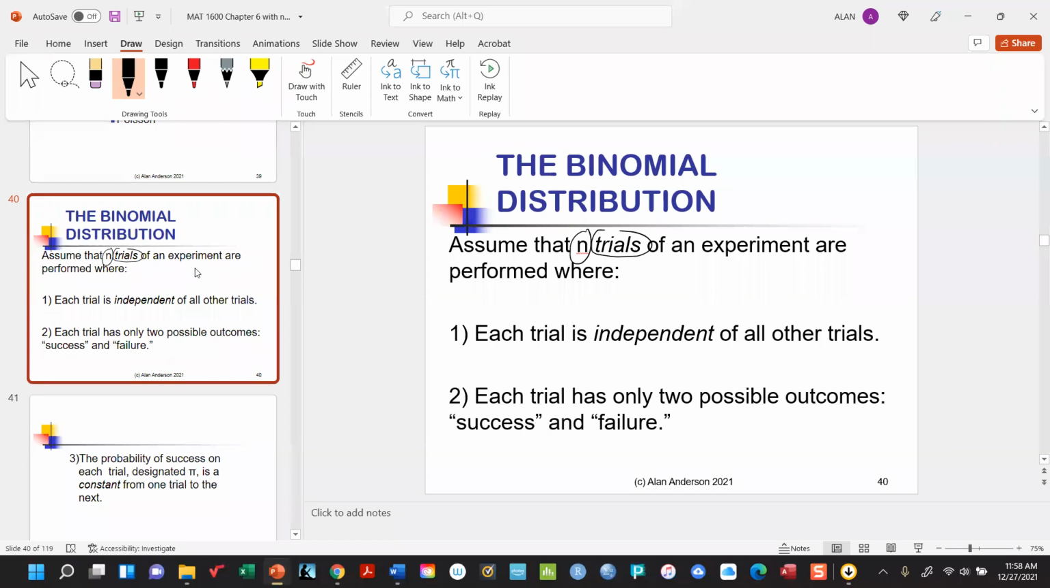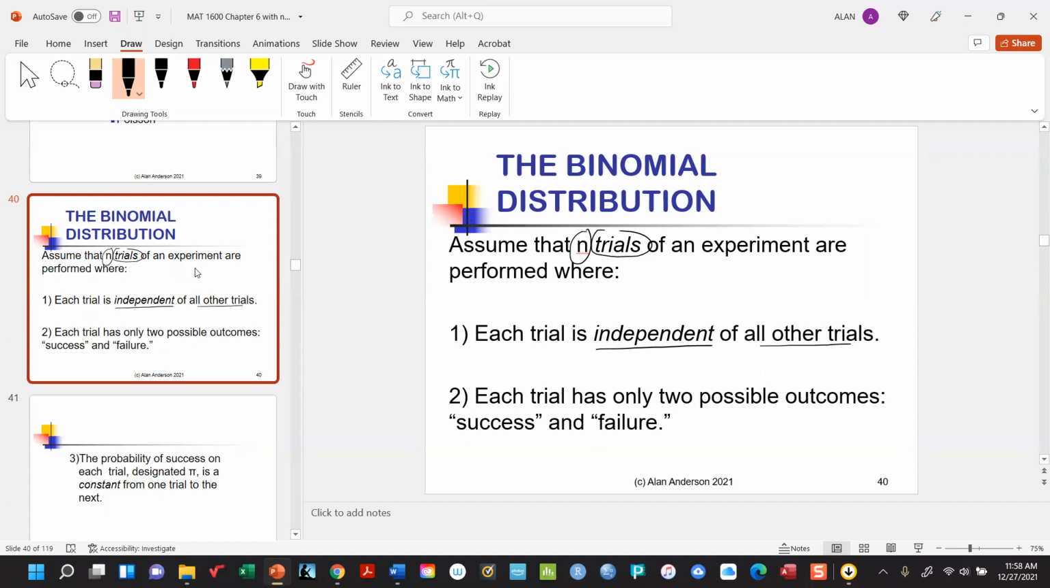Number 1, the trials have to be independent of each other. So when we're flipping a coin, each coin flip is clearly independent of all the rest. That's what independence would indicate. They're not affecting each other.